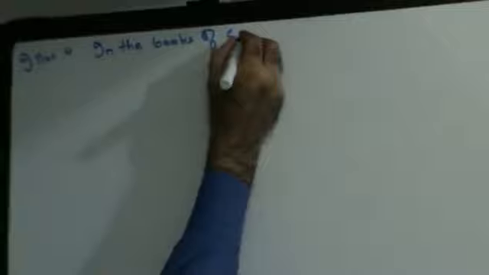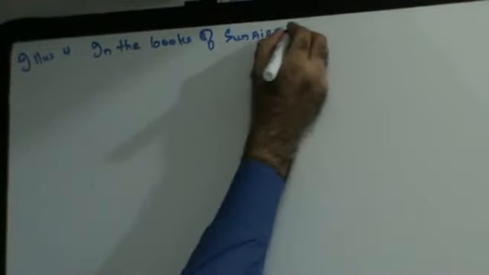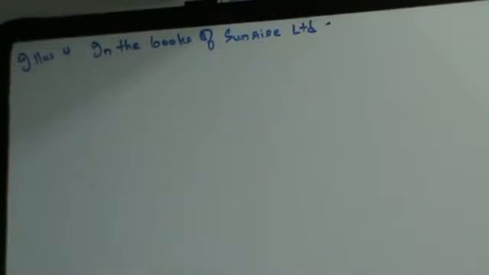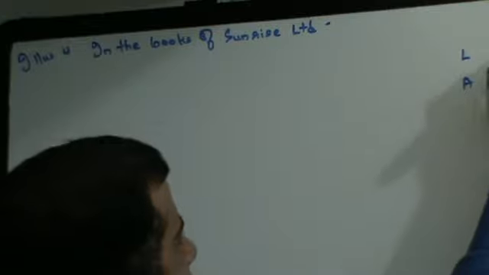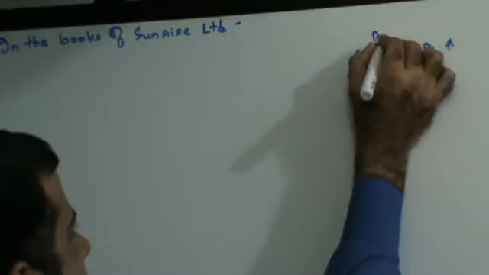Illustration 4 in the books of Sunrise Limited. Let's start. Before we start, it's always advisable to write this on one corner of the page. That will make things simpler for you. LAAL, debit credit. Let's start with the adjustments.